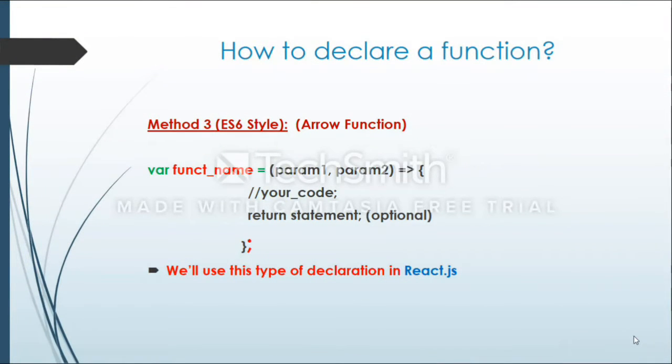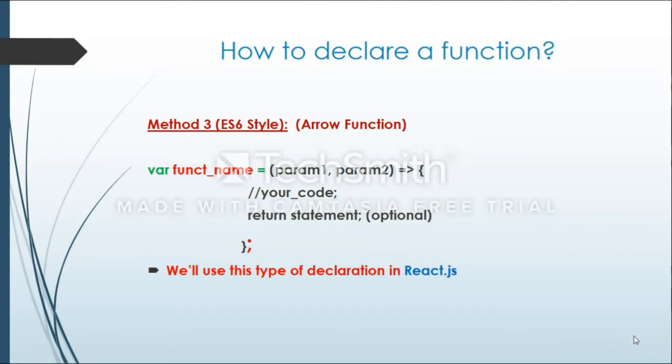In method 3 we use an arrow function. It is an ES6 style function declaration. Here you use a variable keyword to declare a variable, and the variable name is the same as the function name, and we assign a function object. And here the style of assigning is something different.